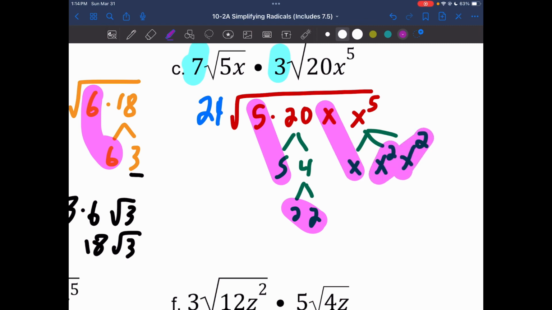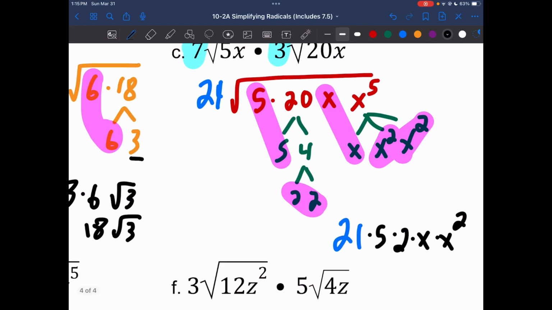So let's bring it all outside the radical then and see what we get. So we have the 21 that we started with, and I'm going to write it in blue just so we remember where it came from. So that's what we started with. We multiply it by a 5 that we're bringing out. We're multiplying it by a 2 that we're bringing out, and we're bringing out an x and an x squared. So when we combine this all together, 21 times 5 times 2 is 210, and we have x times x squared, and it's x to the 3rd power. Okay, so that's our simplified form right there.